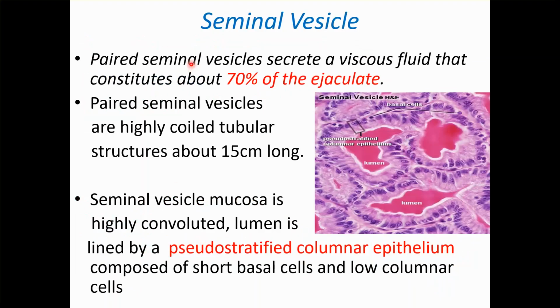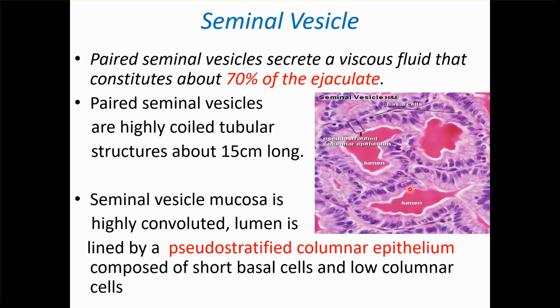Okay, moving on to the seminal vesicle. These are paired seminal vesicles which secrete a viscous fluid. It constitutes about 70% of the ejaculate. The paired seminal vesicles are highly coiled tubular structures about 15 centimeters in length. Seminal vesicle mucosa is highly convoluted, and the lumen is lined with pseudostratified columnar epithelium, composed of short basal cells and low columnar cells.